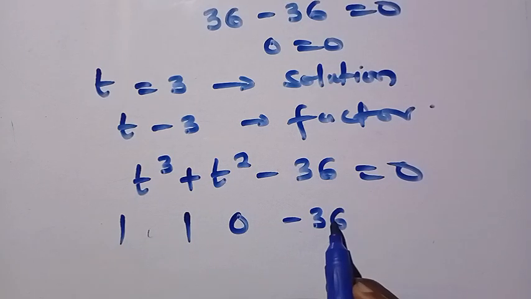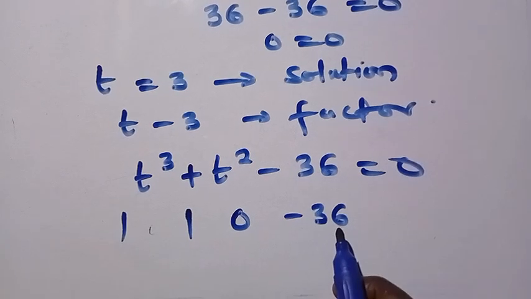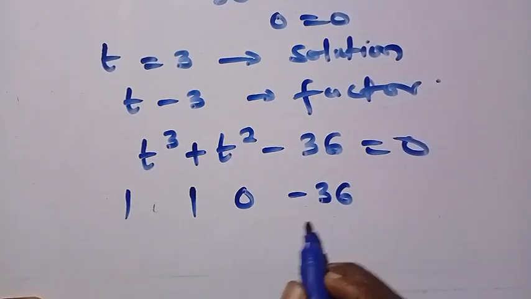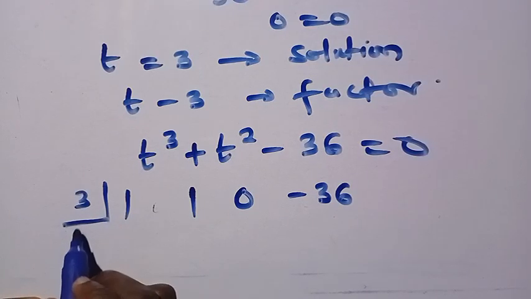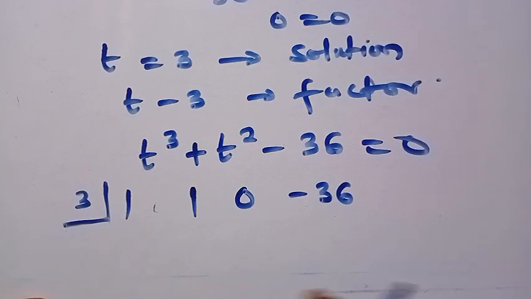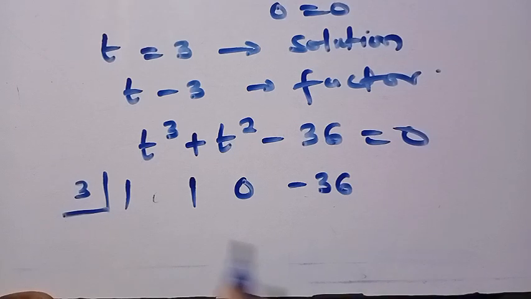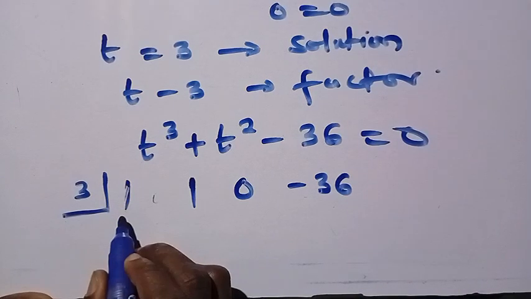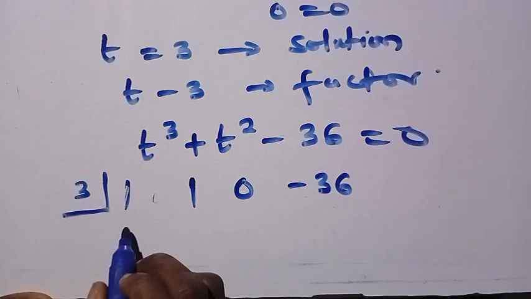Only this one is the constant value, or we can also call it the coefficient of t raised to the power of 0. Having all this, we draw a line like this and put 3 here. So 3 here is one of the solutions, as we are going to apply the depressed polynomial, or synthetic division.